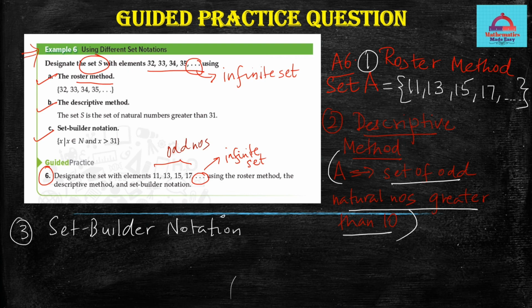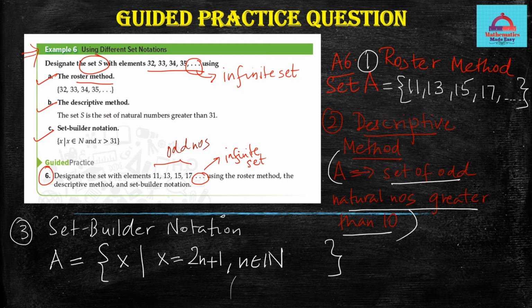If I'm using the same alphabet, capital A, then I'll put my brackets and then I'll describe my element, the variable x. So x such that x is of the form, for odd numbers, 2n plus 1, where n belongs to the set of natural numbers. And what is the restriction on this x? The restriction is that x is going to start from 11. It doesn't have a maximum, so you can just say that x is more than 10.